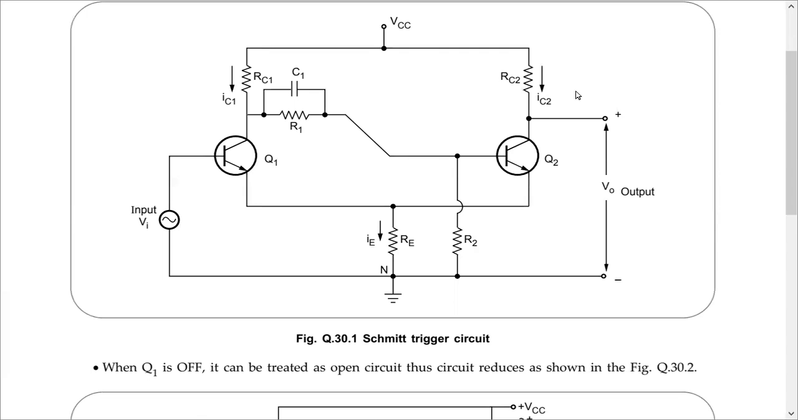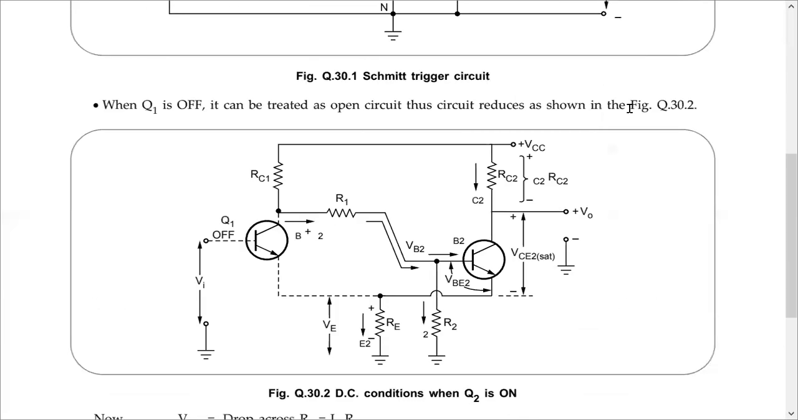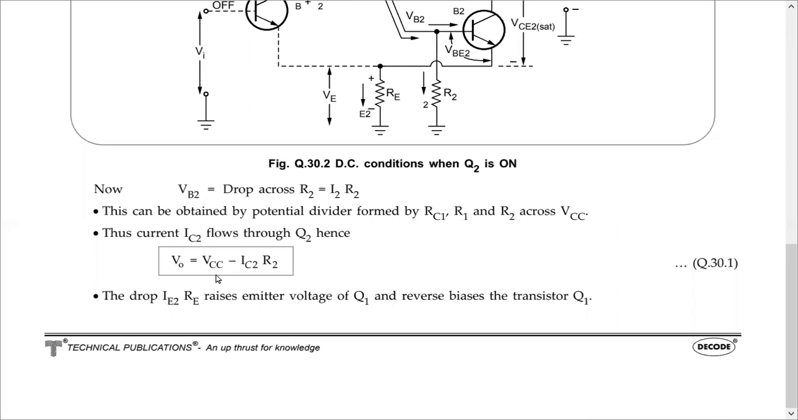If Q2 becomes off, then what happens? Off means it doesn't conduct any current, so the current in this path will be 0. When current is 0, voltage will be 0. There won't be any loss here, because no current means no voltage drop, so V0 will be simply VCC. So the output will toggle between VCC and VCC minus IC2 RC2.